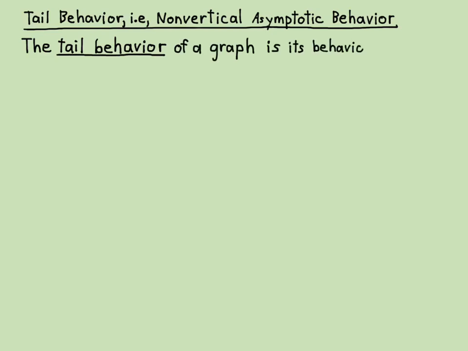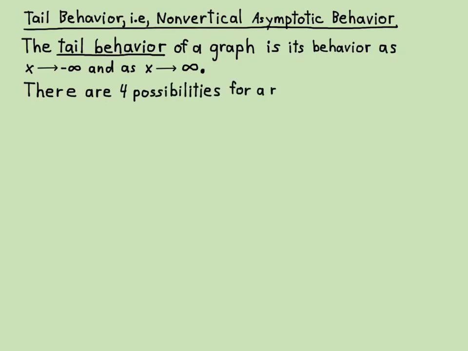So the tail behavior of a graph is its behavior as x goes to negative infinity and as x goes to infinity. And the left tail, which is going to negative infinity, can behave differently than the right tail, which is x goes to infinity, in general for a function. For rational functions, if they have an asymptote, it'll be the same asymptote for both.